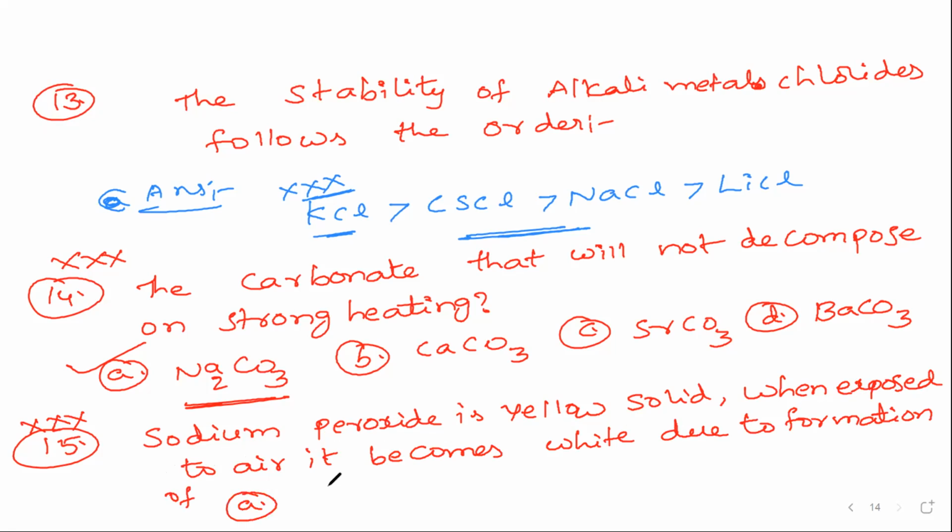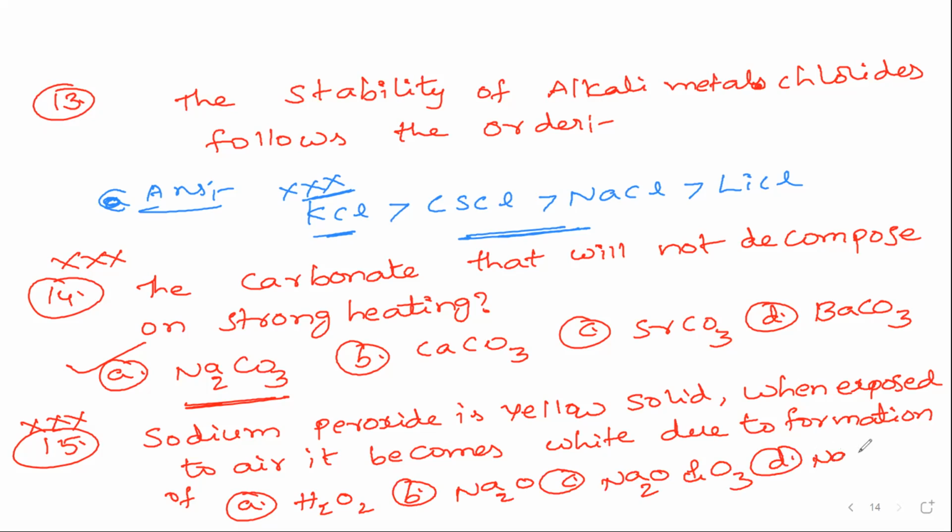Option A, it is hydrogen peroxide. Option B, it is sodium oxide. Option C, it is sodium oxide and O3. And option D, it is sodium hydroxide and sodium carbonate. Very, very important question. Please note this.